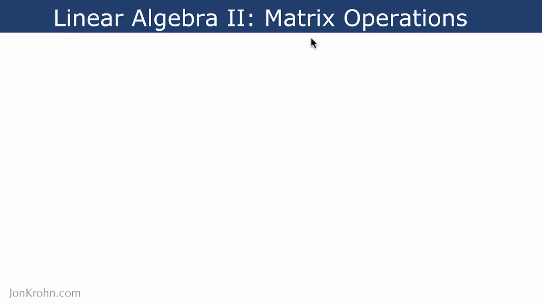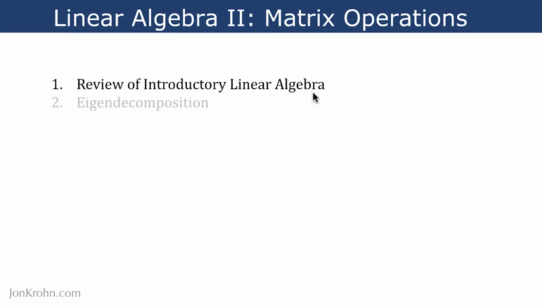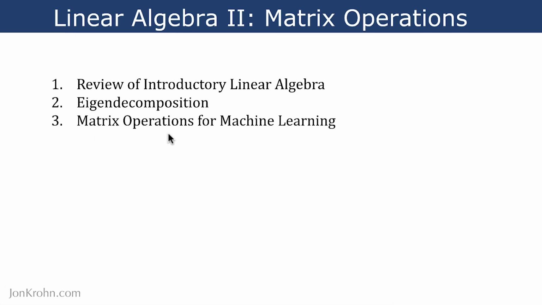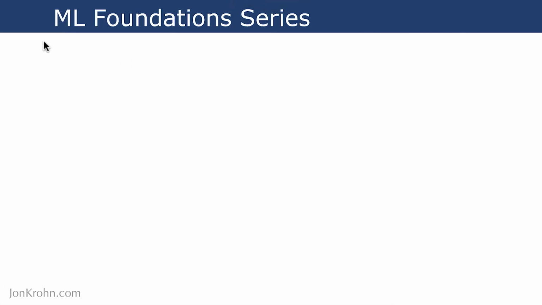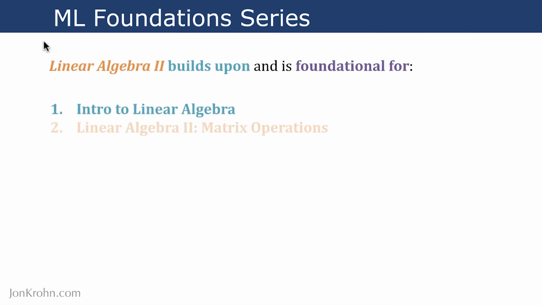This linear algebra 2 matrix operations subject that we just wrapped up was made up of 3 segments. So we started off with a quick review of essential introductory linear algebra. Then we moved on to decomposition of a square matrix into its eigenvectors and eigenvalues. And only moments ago, we wrapped up the matrix operations for machine learning segment. That means that we're all done with the first 2 subjects of my Machine Learning Foundation series, which also means we've completed all of the linear algebra content of the series.